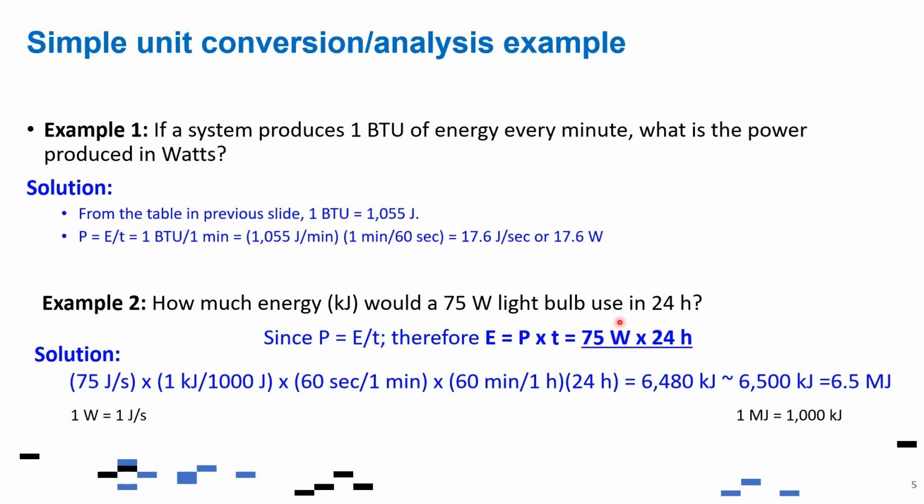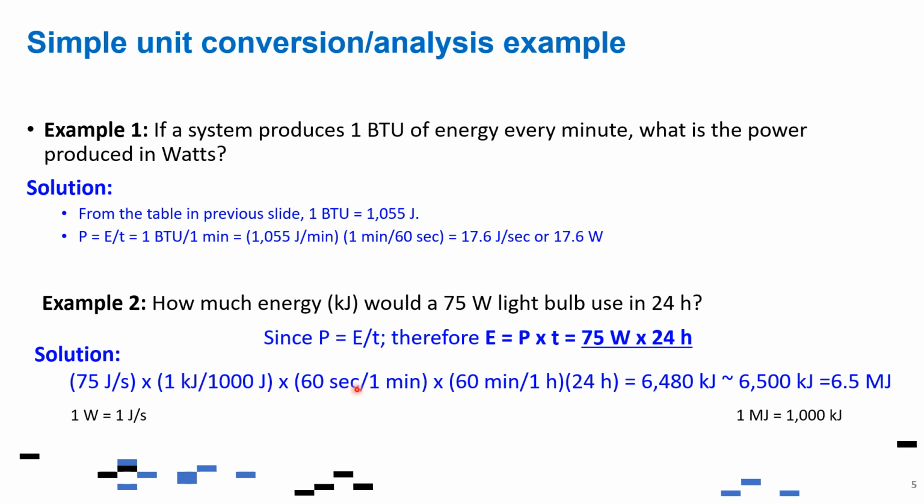So in this case, watts is in terms of joules per second, right? So what is joules per second? This is hours. So we need to convert hours into seconds. So we can do it from here, 75 watts or joules per second. We can even convert the joules into kilojoules. So 1 kilojoule is 1000 joules.